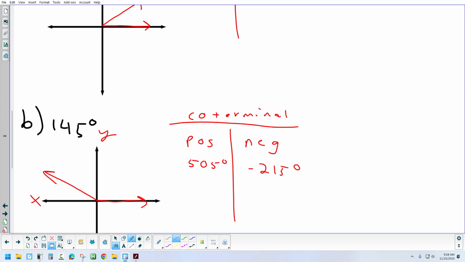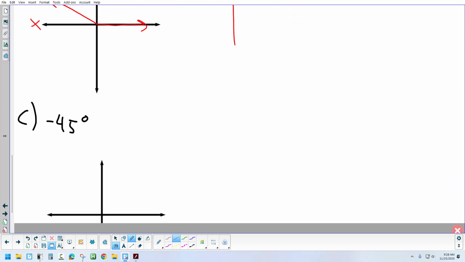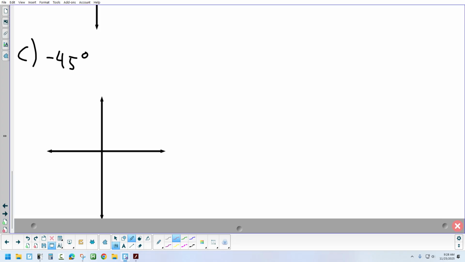Okay. So let's take a look at one more. Negative 45 degrees. There's my initial side. Where would my terminal side be this time? The bottom right quadrant. Bottom right, that is quadrant 4. And can you be a little more specific about where? Halfway through, right in the middle. Think of it as a line with a slope of -1. Exactly like that.